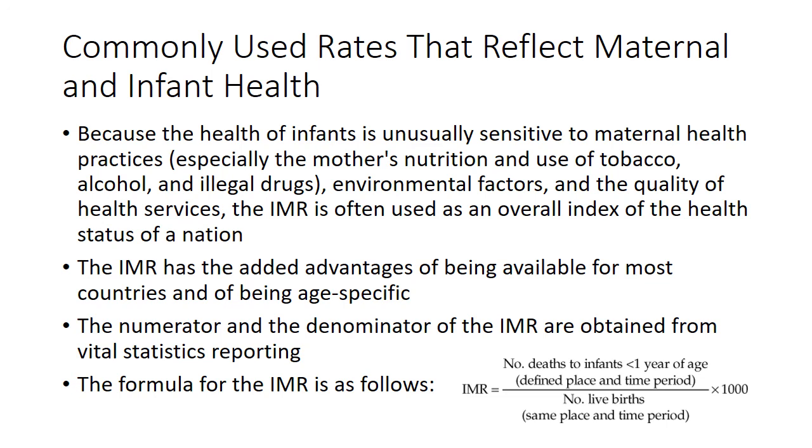And so here you would see that the numerator and the denominator of the infant mortality rate get obtained from vital statistics reporting, as I mentioned, usually from the hospitals up to the Department of Health, up through CDC, things like that. And so the way we calculate that would be basically the number of deaths to infants less than 1 year of age divided by the number of live births at the same place, same time period again, so you need to make sure to keep those comparisons correct, and then usually times 1,000. So you'd have so many deaths per 1,000 births.